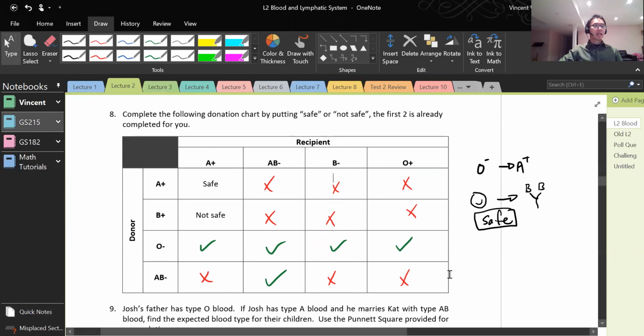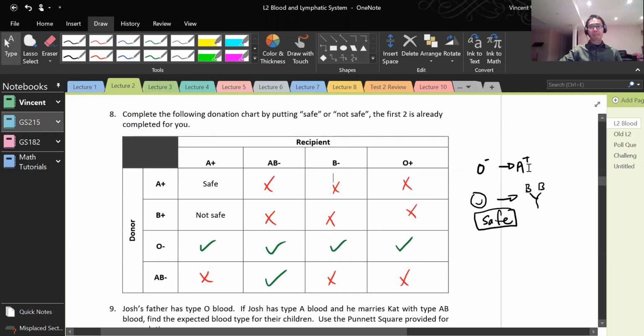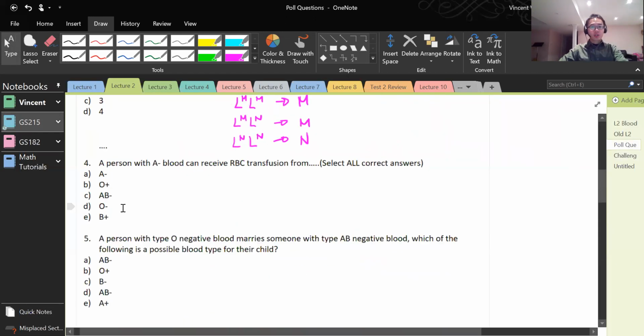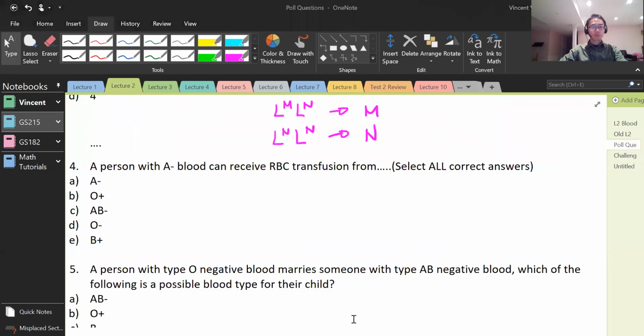Okay. Any other question before we continue? Okay, let's do another poll question right here. This is a multi-select question. There you go. Person with A negative blood can receive RBC transfusion from, and try not to look at the chart, but if you must, then you could.